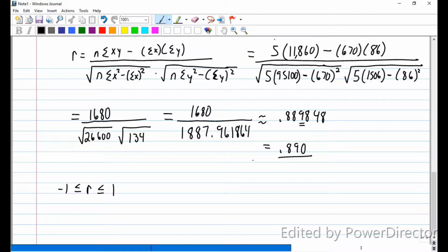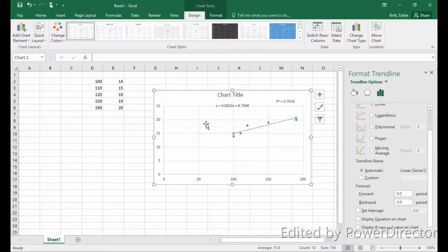Tightly bundled around a line. That just means that if we were to draw a line through the data, all of the points would be close to the line. They're tightly bundled. So let's look back at these points. You see our R was 0.890. That's kind of close to 1, but it is a little bit away. So if we look at this line through the data, you can see they're kind of close to it, but they're not all right on it.